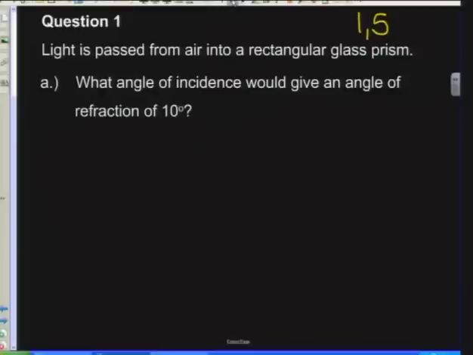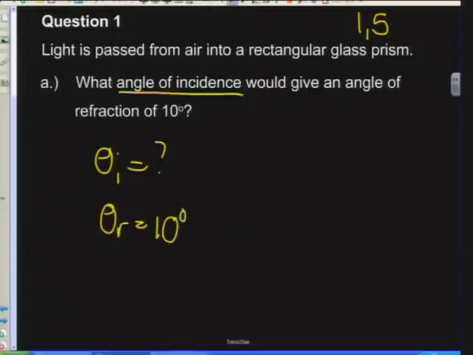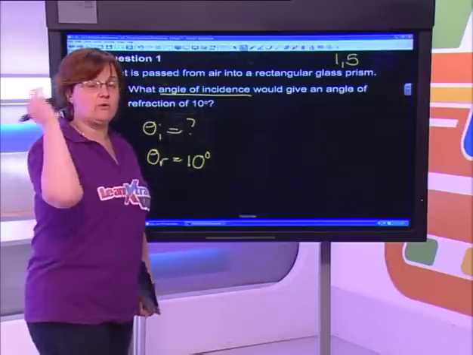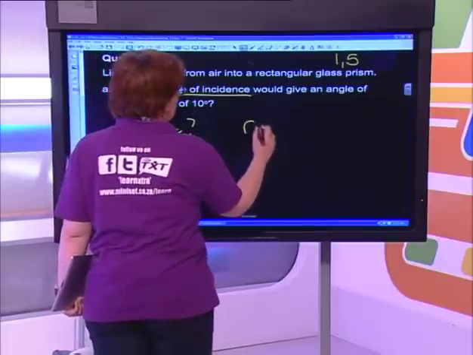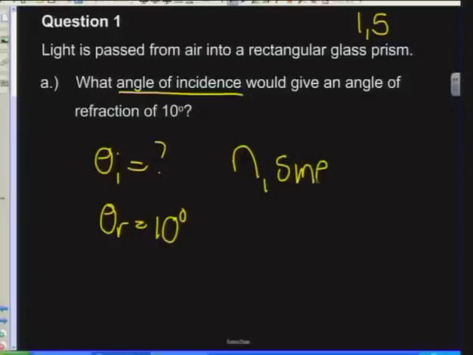Now they say, what angle of incidence, so I'm asking for theta I, would give an angle of refraction, theta r, of 10 degrees. Unfortunately, sometimes you are going to have to work out the angle. In the last section, before the break, we worked out the refractive index. The nice thing is, we use Snell's Law: N1 sine theta I equals N2 sine theta R, and it started in air, so that's my initial refractive index.